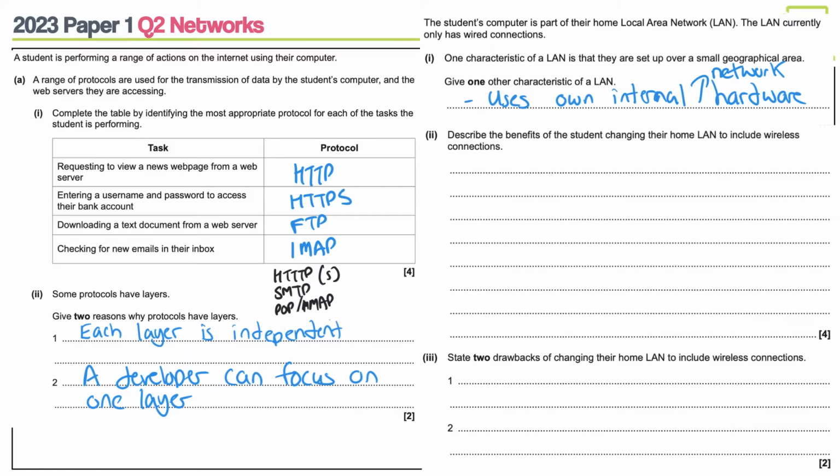And now we need to describe the benefits of the student changing the home LAN to include wireless connections. What is the device we use? Do you remember we've talked about this before, that in your house, you refer to that thing in the middle, Wi-Fi box or router, whatever, and we've said we need to break that into pieces because I refer to the device in my house. I do this as well.